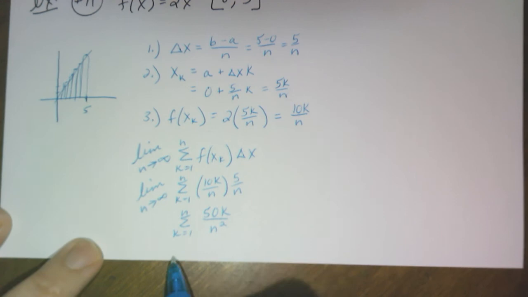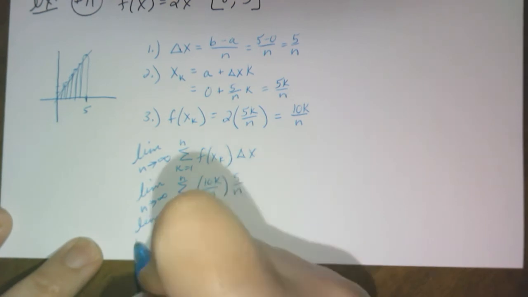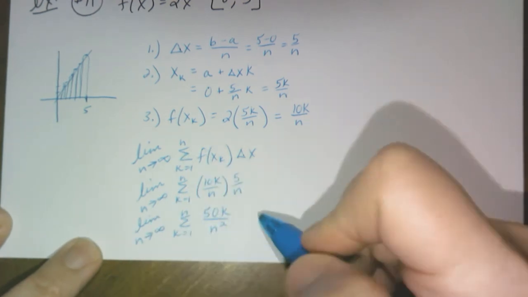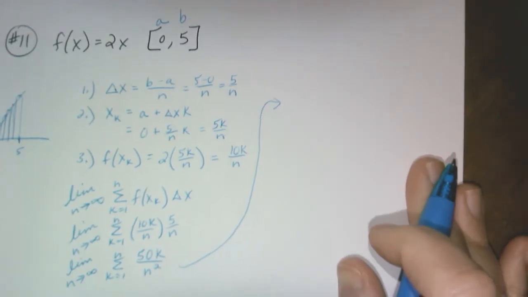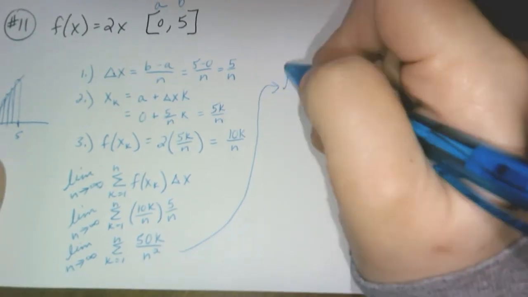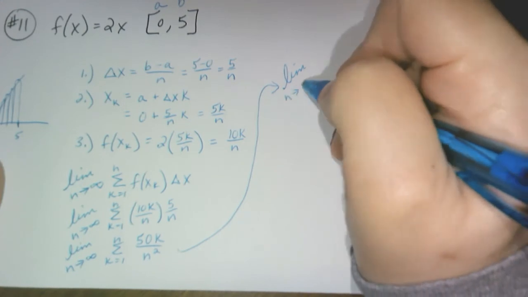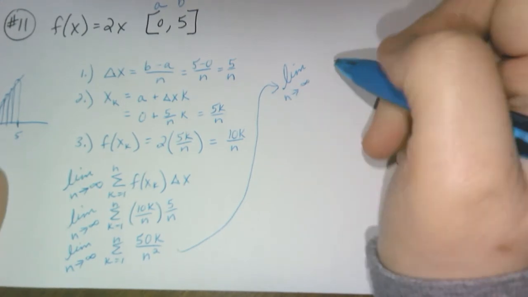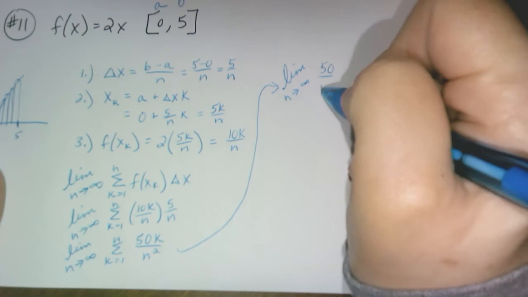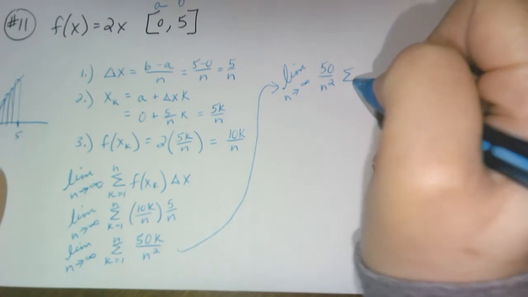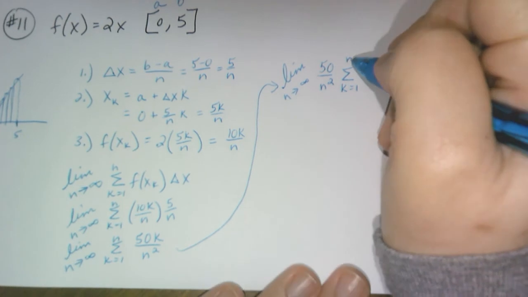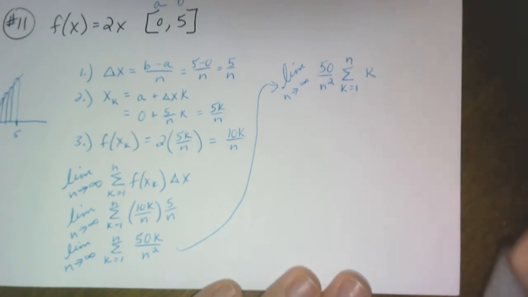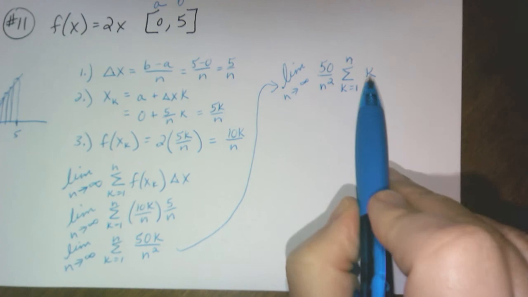So let's rewrite this. Let me move this up here. I'm running out of room. So this would be the limit as n goes to infinity. And I'm going to factor out the 50 and the n squared. I keep saying factor out. I'm going to take that scalar out. And then I just have the k left underneath.